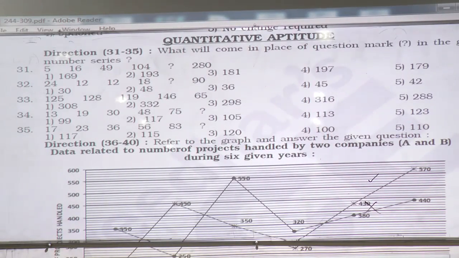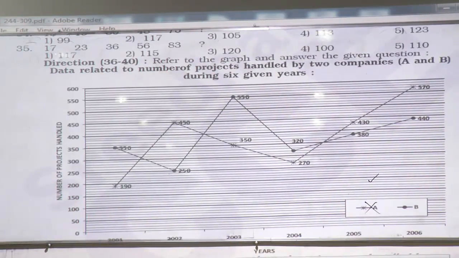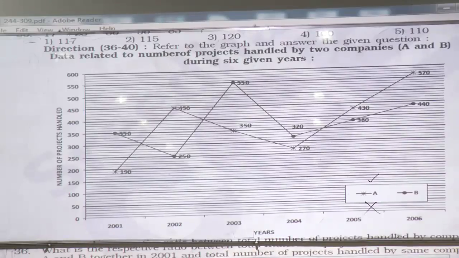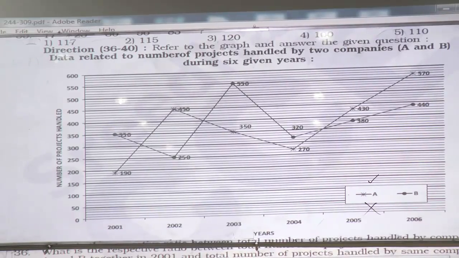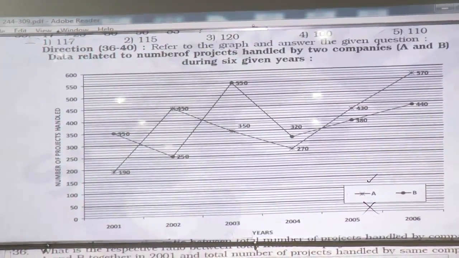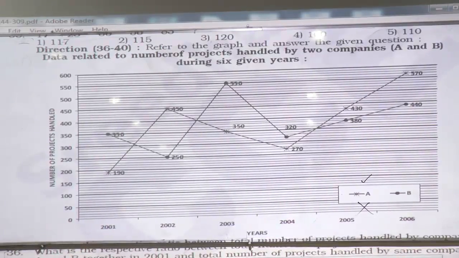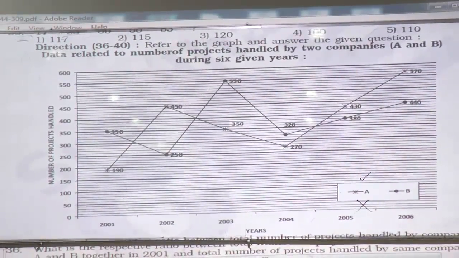Test 44 to 40. Data related to number of projects handled by two companies during 6 years.